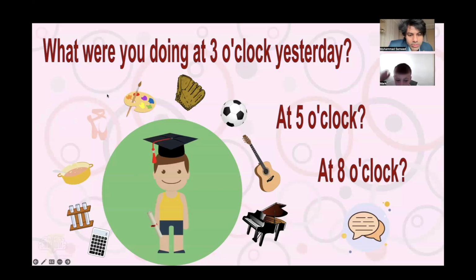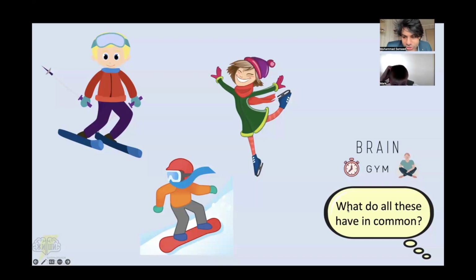And this is what? Calculator. Yeah, calculator. And who is this? This boy is wearing this hat. I don't know what this hat is. You know, when you finish your studies in university, the school will give you this paper. When they give you this paper, they will give you this hat. It means that your studies are finished. You graduated. So when this boy finished the studies, he looked like this. Next. Brain gym. What is this sport?